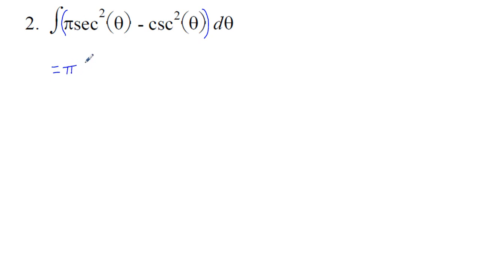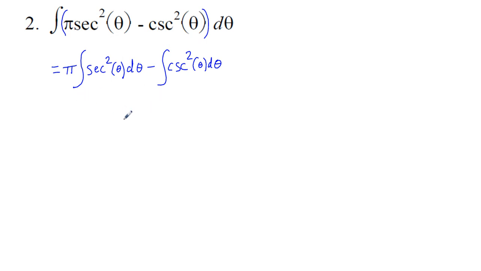I'm going to bring this pi out front of this first one and get the integral of secant squared theta d theta minus the integral of cosecant squared theta d theta. Okay, so now we've separated it out.